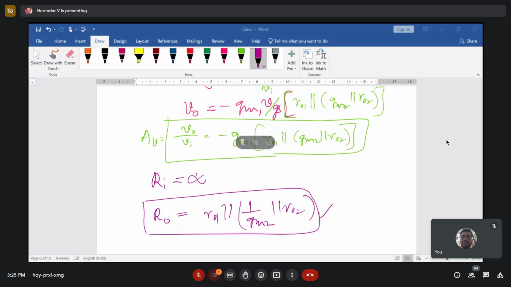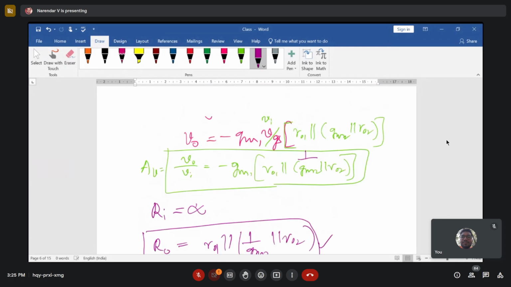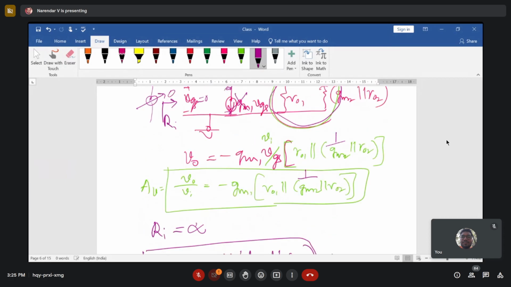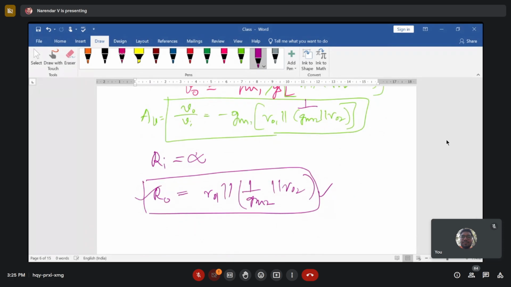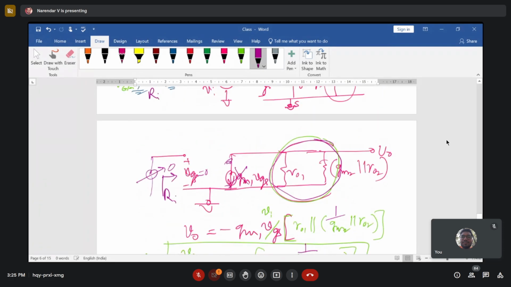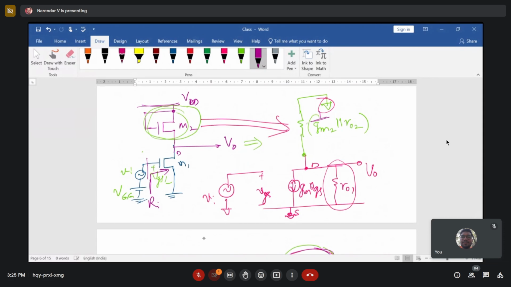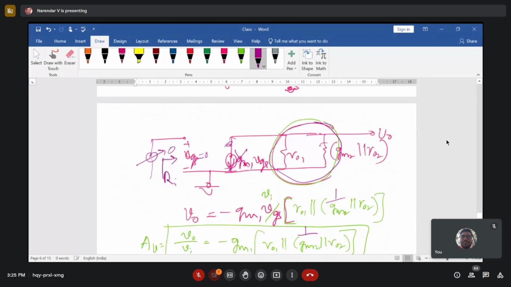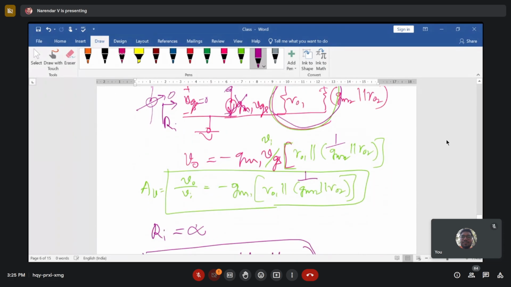Yes sir, shouldn't it be 1 by GM2 in the above steps? One second. Yes, gain equation, right? Yes, sir, you are correct. Actually, here I have written it in R0, but look at this one, which is 1 over GM2 parallel with R02. Okay, thank you for the correction.